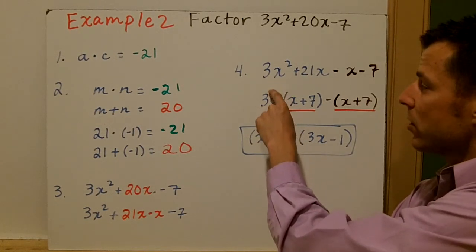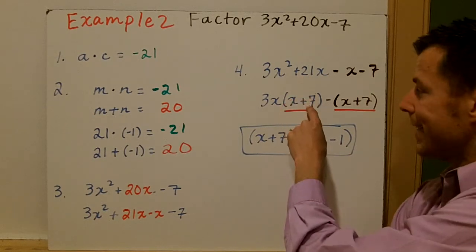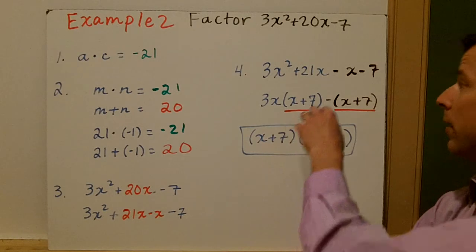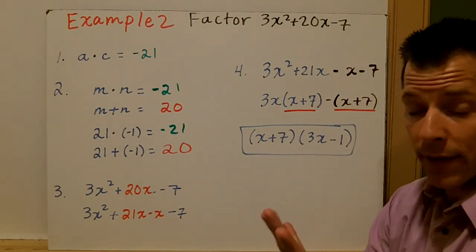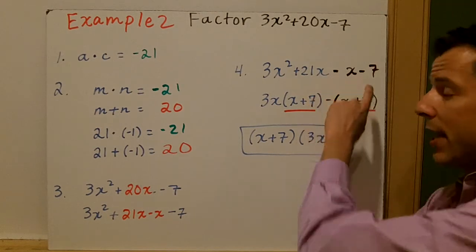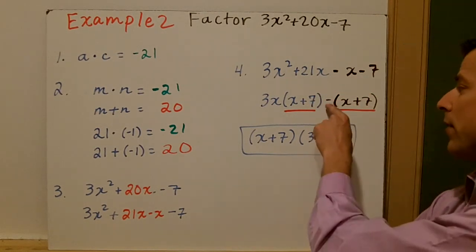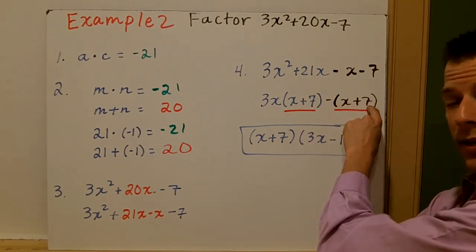Okay, 3x goes into 3x squared x times, 3x goes into 21x 7 times. The second part of this is a little more tricky. Nothing's common between 1 and 7, except for 1. But they both have a negative. So the only thing I'm going to do is factor out a negative 1. So I factor out the minus, and then I'm left with x plus 7.